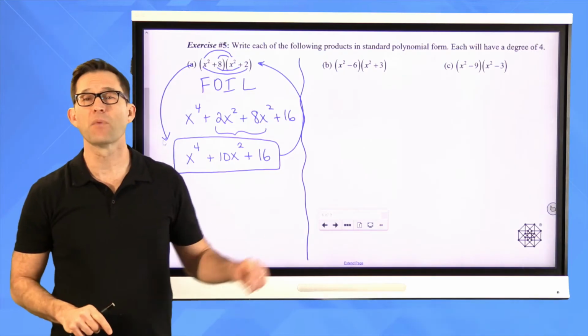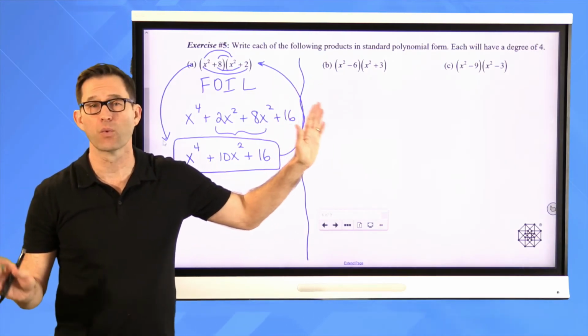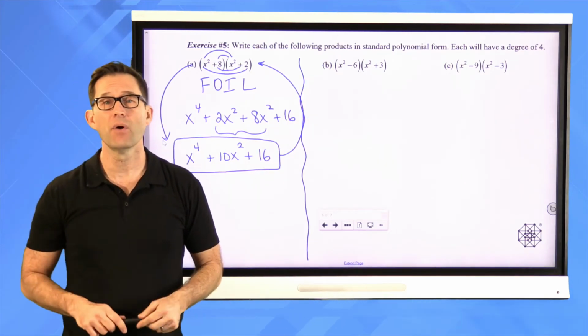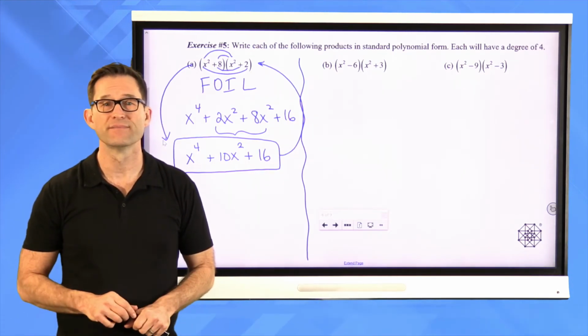Now what I'd like you to do is pause the video. We've done so much work with multiplying binomials together. I'm hoping that these will be quick for you. Take a moment now and see what you get.